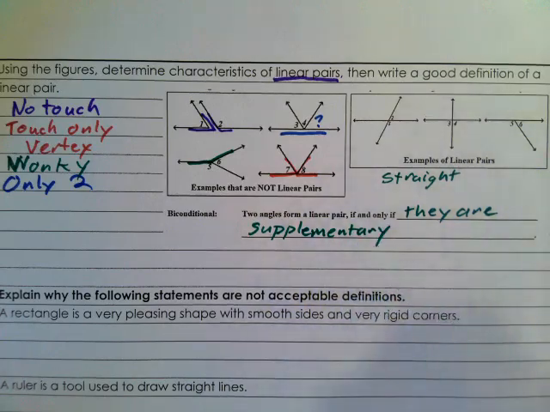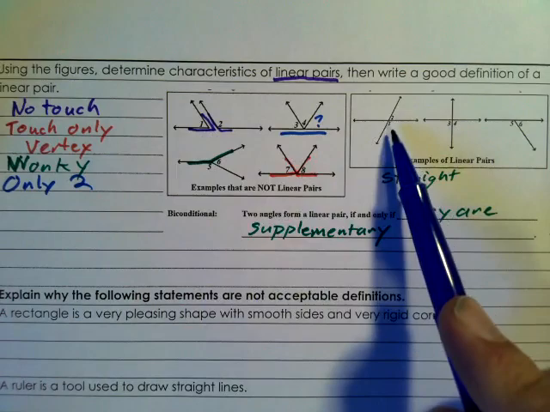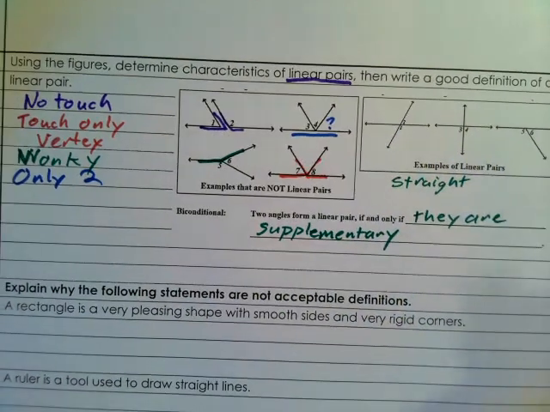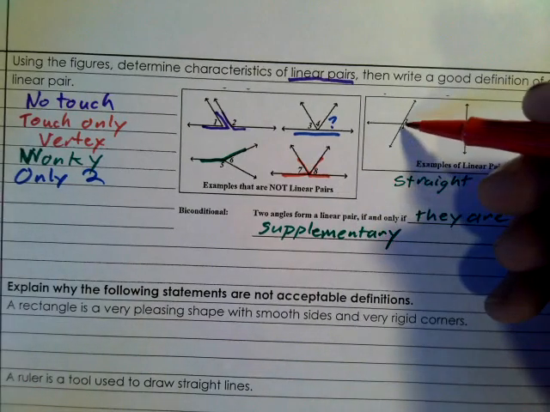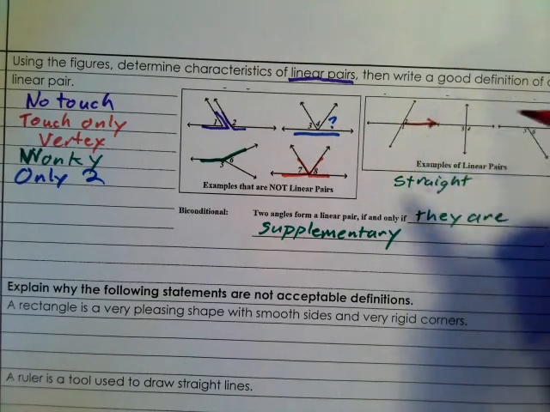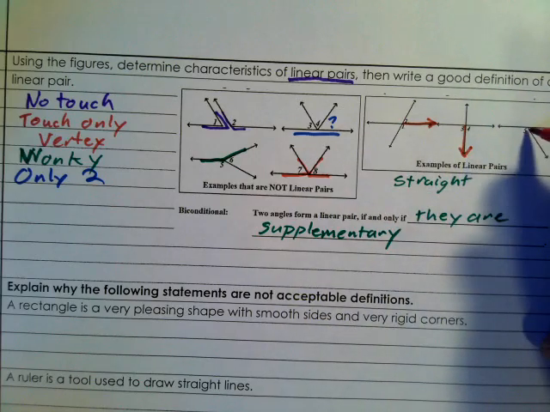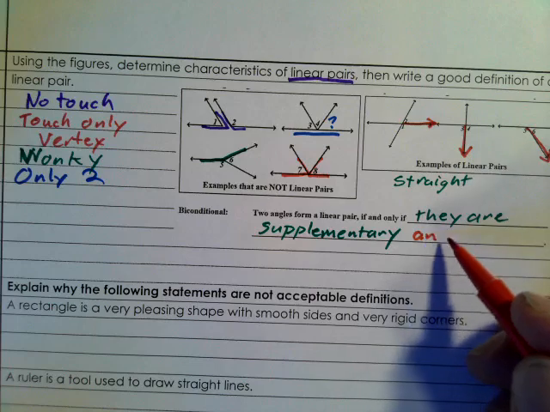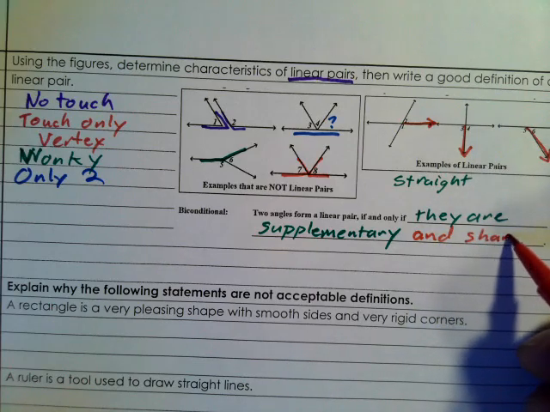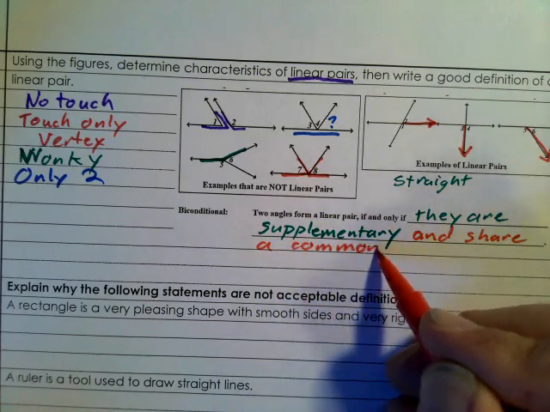I really like to use vocab that's already been used. So they are supplementary, and we want them to be really touching and next to each other. So they have this shared ray in the middle, unlike what we've got here. We've got a shared ray and a shared ray. So they are supplementary and share a common ray.